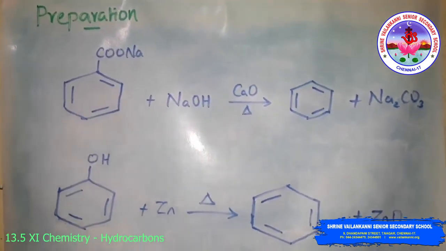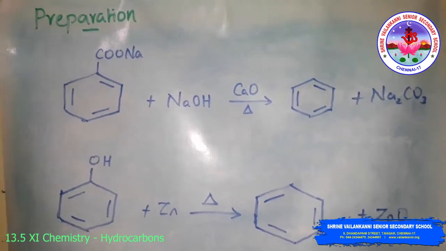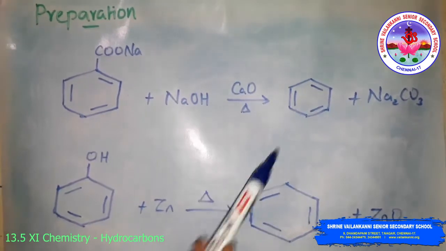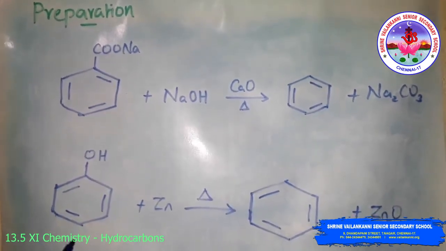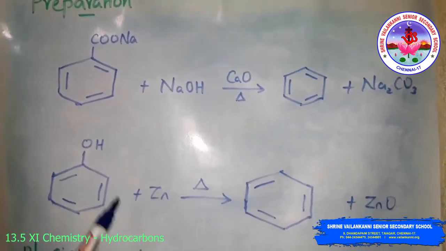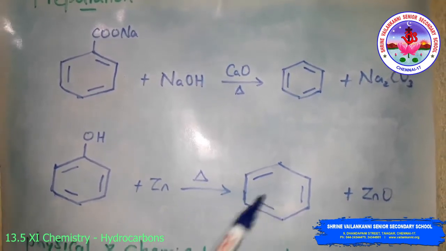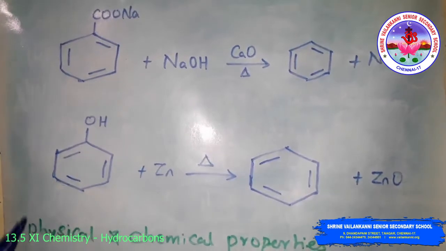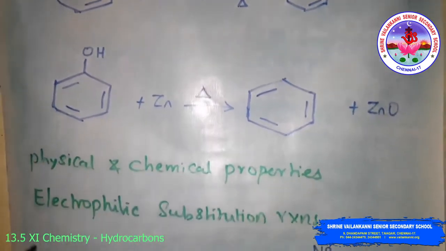The sodium salt of benzoic acid reacts with sodium hydroxide in the presence of calcium oxide on heating, you will get benzene. Then the reduction of phenol in the presence of zinc metal on heating, you will get benzene and zinc oxide. So this is the basic preparation method for benzene. Then the physical and chemical properties of benzene.